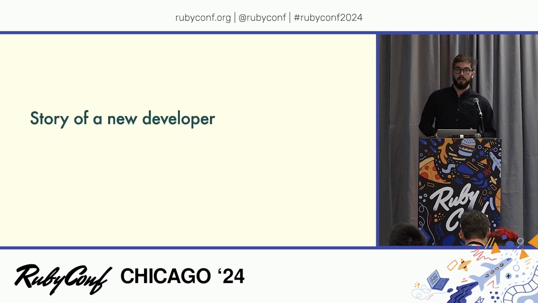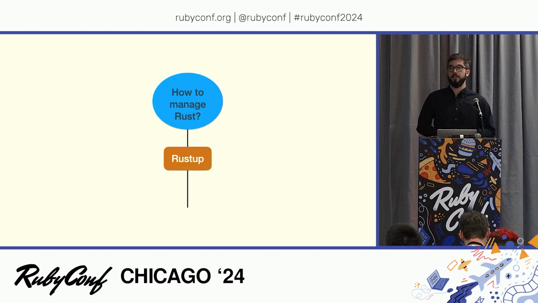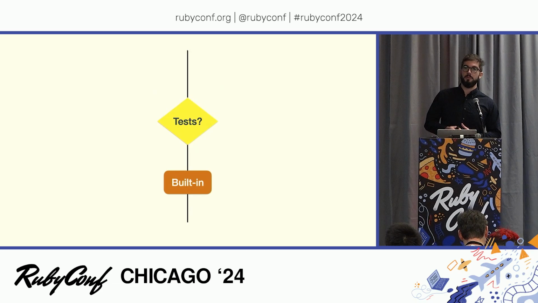So this is a junior developer just starting out, and they want to have a complete developer experience with everything they would expect today while trying out Rust and Ruby for the very first time. The first thing they have to do is install the language. So they need to be able to install Rust and manage different Rust versions. The official way to do that is with RustUp. If they wish to write automated tests for their program, they don't have to configure anything. The test framework is built into the language, and you can just start writing your tests and executing them straight away with no setup step required.